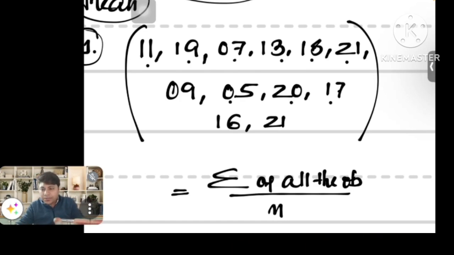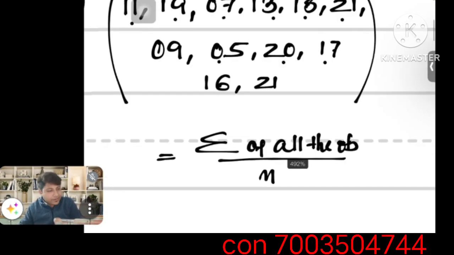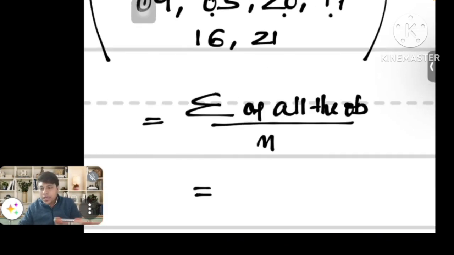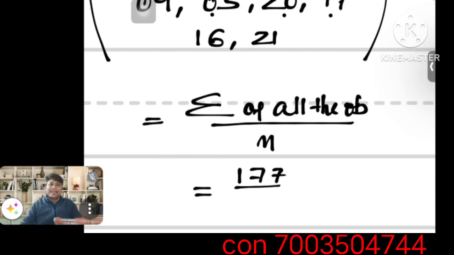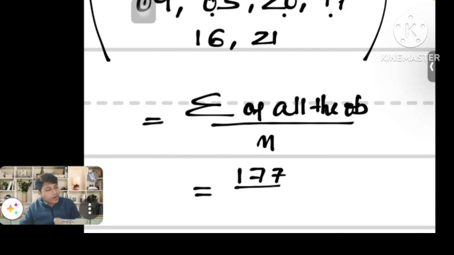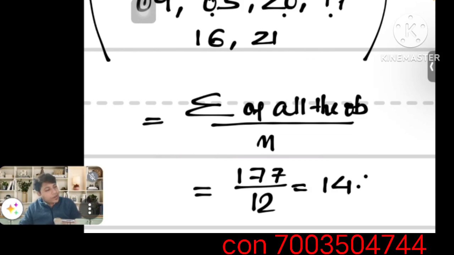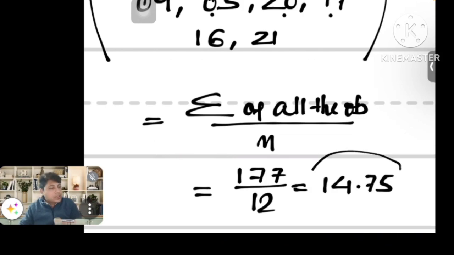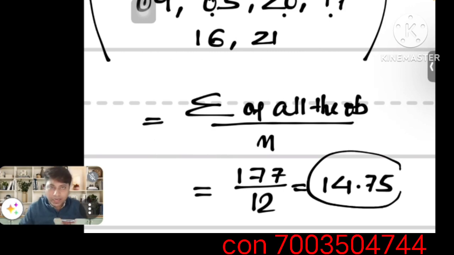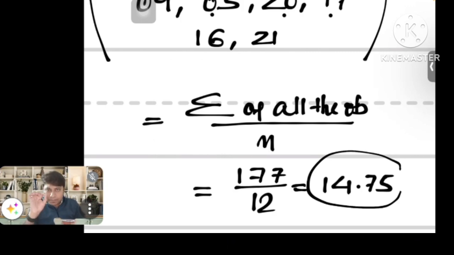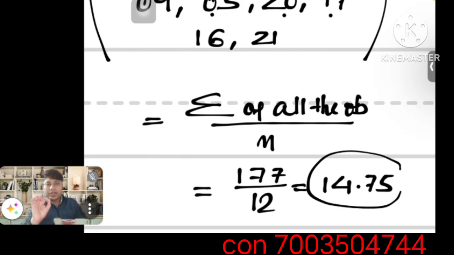So the answer will be very simple. If you add all the numbers here, it is given, if you add by yourself, it will come 177. And since there are 12 numbers, you have to divide it by 12. The final answer will be 14.75. So their average or mean is 14.75 marks. I hope you guys understand the basic and the fundamental of this particular chapter.